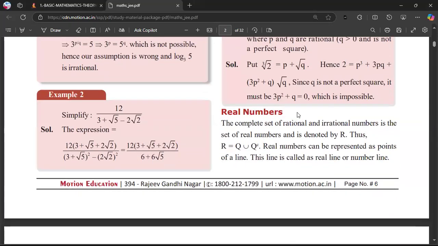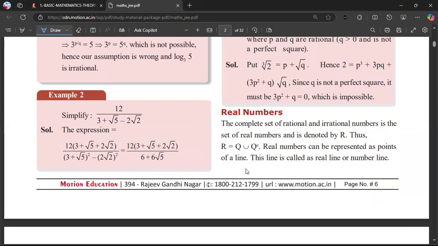So we were here, real numbers. Real numbers are just all those numbers which are real, which are taught to us. It can be decimal numbers or any numbers. They are just the set of rational and irrational numbers. The complete set of rational and irrational numbers is the set of real numbers and is denoted by R. Thus, Q, which is rational numbers, and Q complement, which is irrational numbers, the union set of both is real numbers. If you're not able to understand it, simply understand that the union set of rational as well as irrational numbers is real numbers.